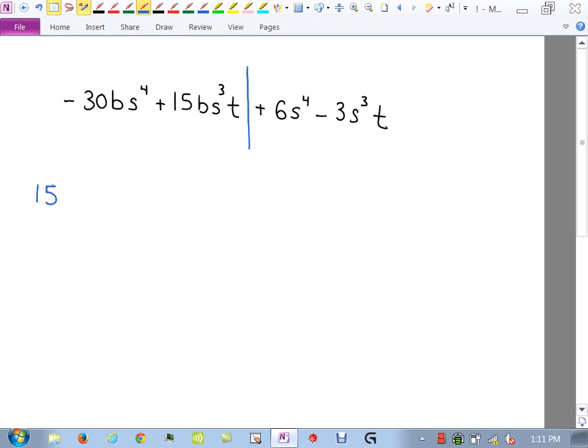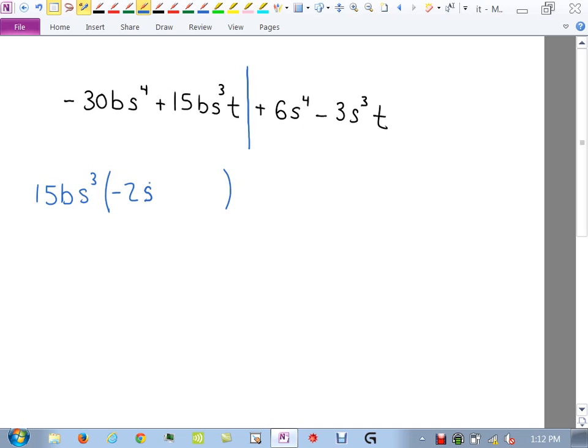15. How about B's? How many B's are common? Got 1 B in each one, right? How about S's? S cubed? That all? Yeah, because T's, they don't all have T's. So then what would be left in here? You're trying to turn 15 into -30. -2. Then just S. You're trying to turn B into B. You already have it. S cubed into S to the 4th. You just need an S, right?